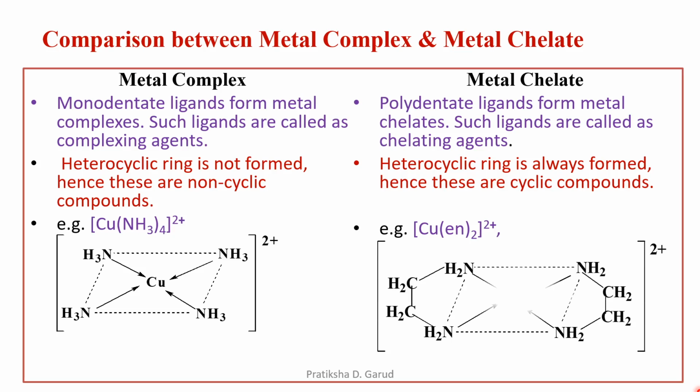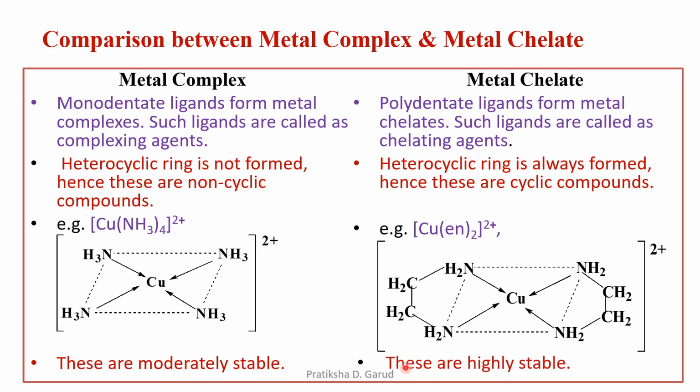Whereas for Cu(en)2 2+, at the center we have the copper metal, surrounded by 2 ligands. Each ligand consists of 2 donor atoms, 2 nitrogens. That's why it is an example of a metal chelate. Again, metal complexes are moderately stable, whereas metal chelates are highly stable because they have more donor atoms per ligand. So this is the difference between the metal complex and the metal chelate.